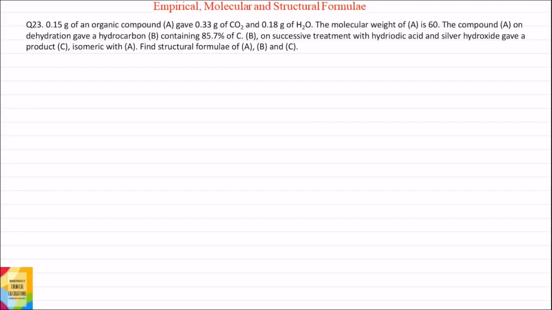Question 23. 0.15 gram of an organic compound A gave 0.33 gram of carbon dioxide and 0.18 gram of H2O. The molecular weight of A is 60. The compound A on dehydration gave hydrocarbon B containing 85.7% of carbon. B on successive treatment with hydriodic acid and silver hydroxide gave a product C isomeric with A. Find the structural formula of A, B and C.